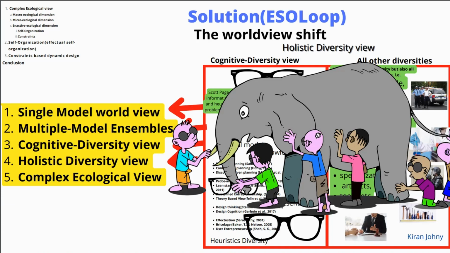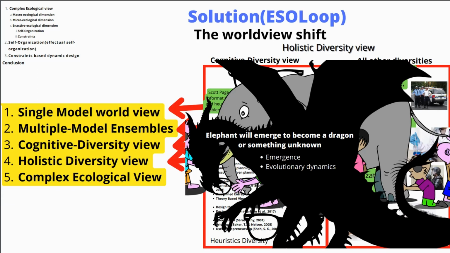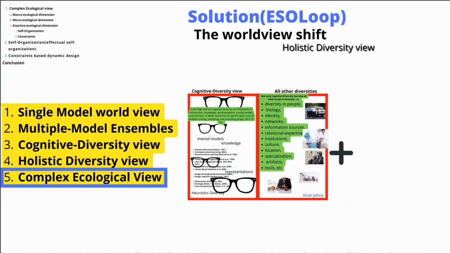But that is not enough in a complex world, because the real world is featured by dynamics of evolution and radical emergence. Here, the elephant will emerge to become the dragon or something unknown because of the high level of emergence and evolutionary dynamics in these systems. So this is where the complex ecological worldview comes in.